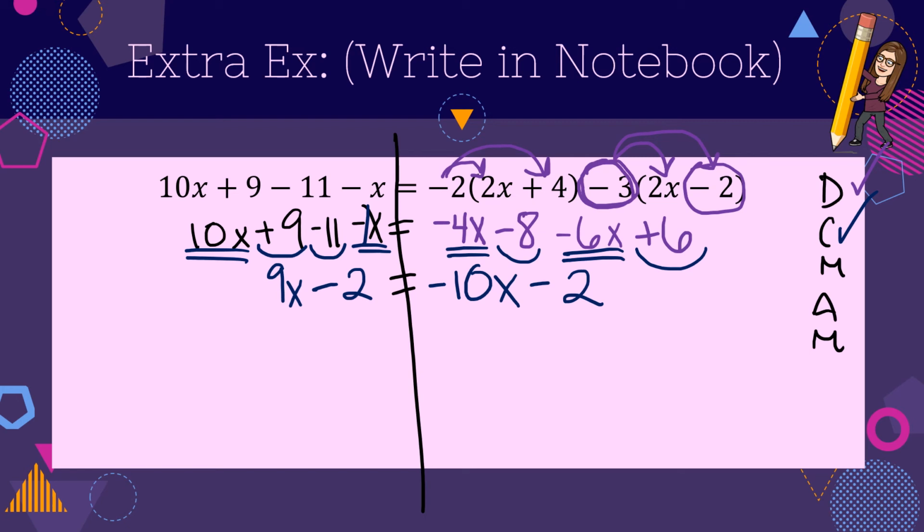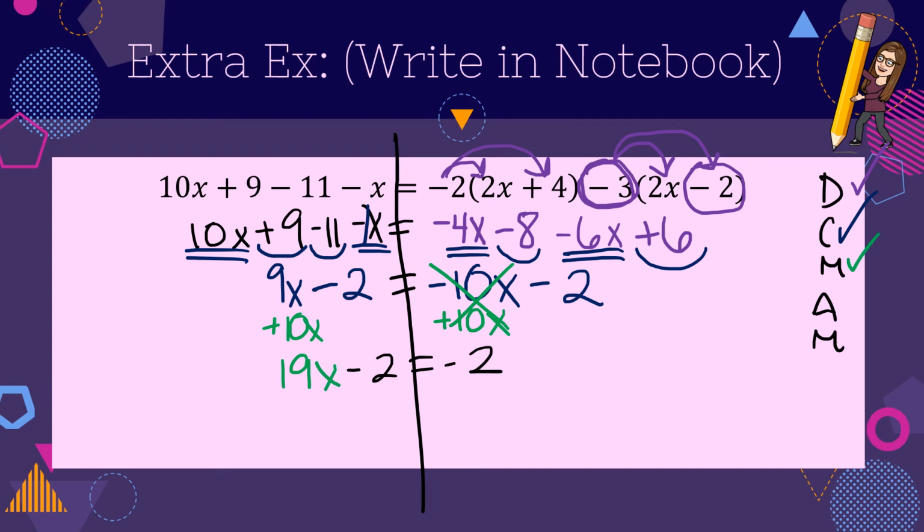All right, next step, move a variable. Should I move 9x or negative 10x? I'm going to move the smaller one. Instead of minus 10x, I'm going to add 10x. Add 10x. On the left side, I now have 19x. And everything else falls down.